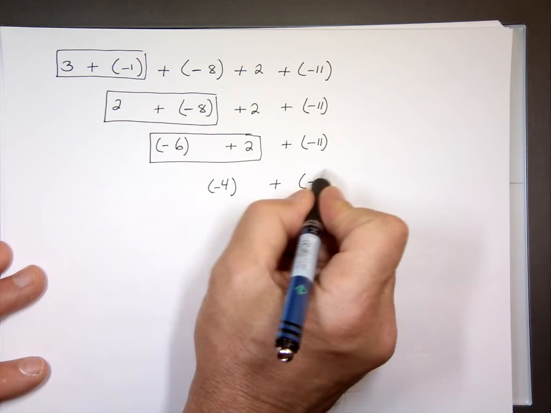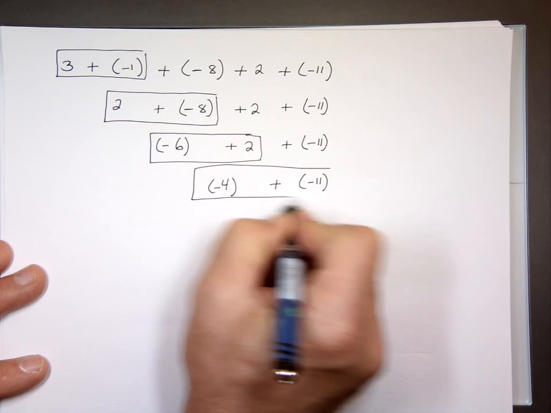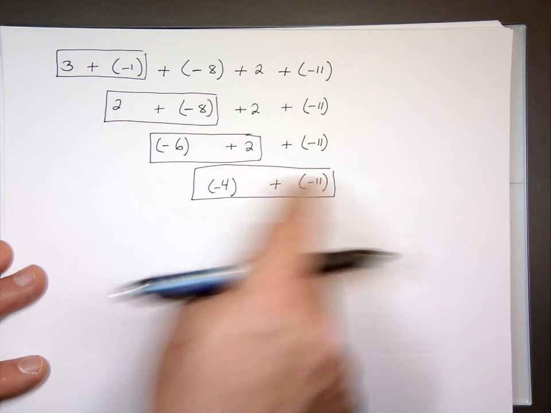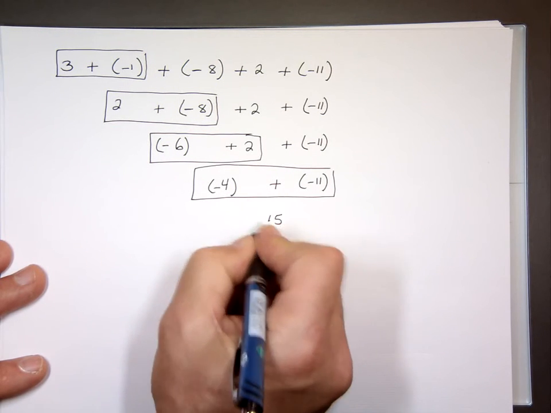Are they the same sign or different? So what do you do when they're the same sign? Add them and keep the sign. 4 and 11, 15 with the negative.